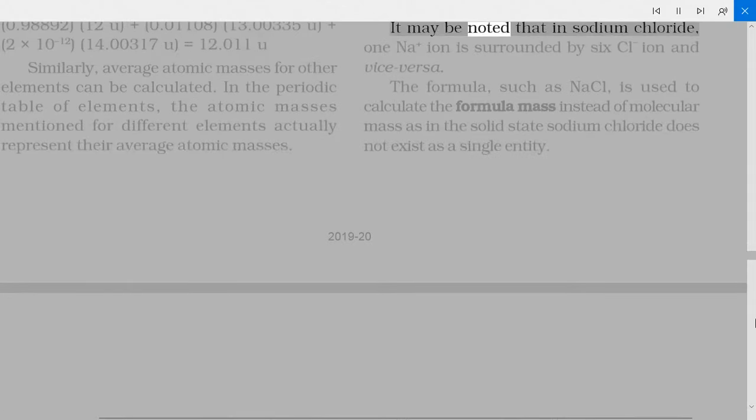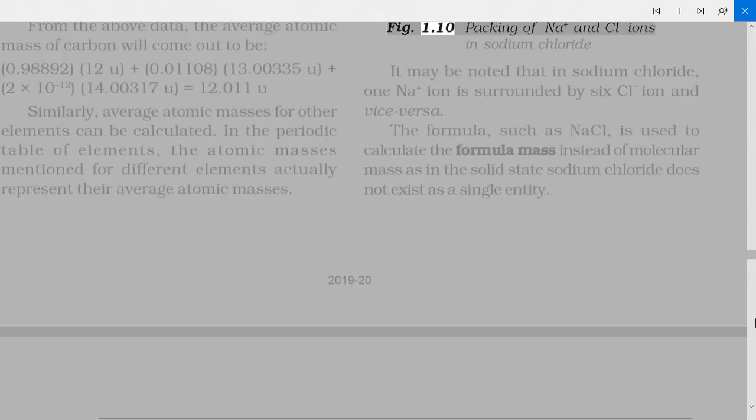It may be noted that in sodium chloride, one Na+ ion is surrounded by 6 Cl- ions and vice versa. The formula, such as NaCl, is used to calculate the formula mass instead of molecular mass, as in the solid state sodium chloride does not exist as a single entity. Fig. 1.10 Packing of Na+ and Cl- ions in sodium chloride.